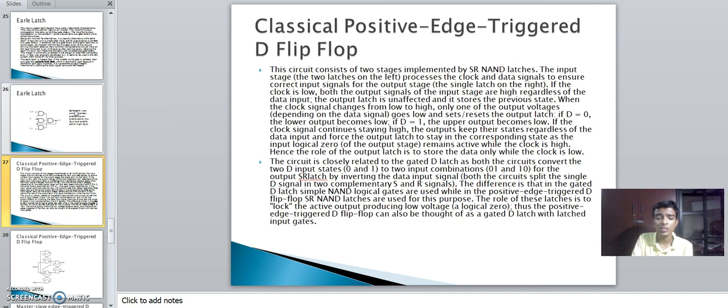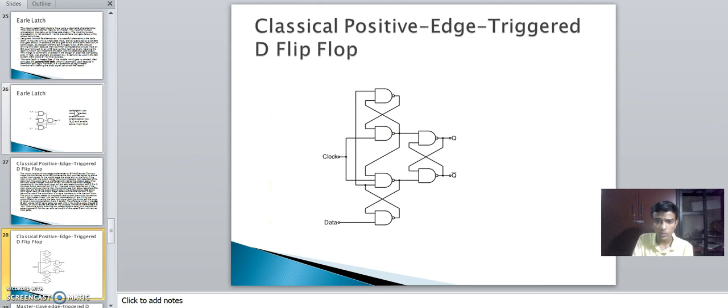The role of these latches is to lock the active output producing low voltage or logical 0. Thus, the positive edge triggered D flip-flop can also be thought of as a gated D latch with latched input gates. This is an image of the classical positive edge triggered D flip-flop. It's made of SR NAND latches.